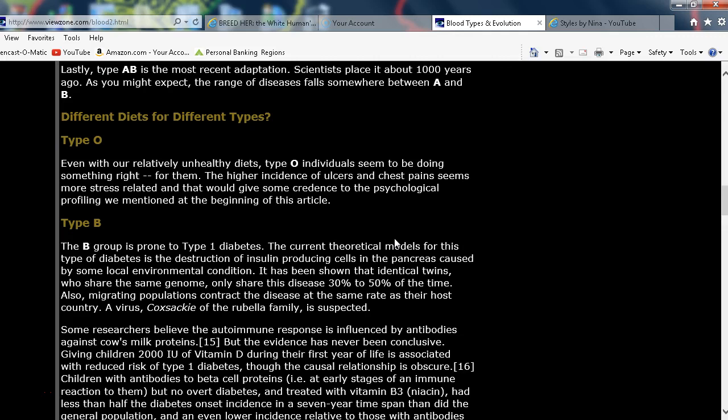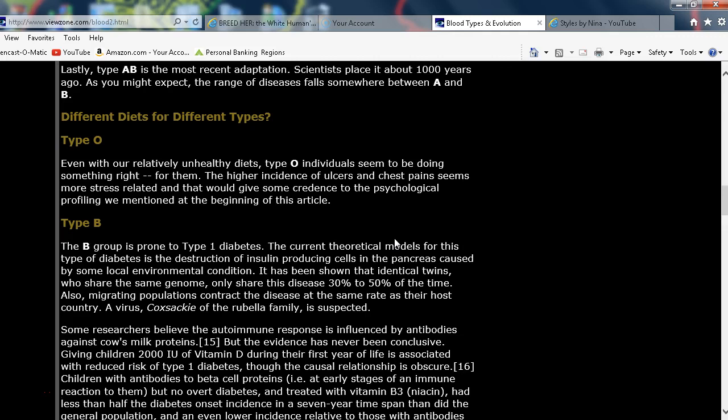And I'm gonna go back up in a minute because I don't remember reading it to y'all. The type B group is prone to type 1 diabetes. The current theoretical model for this type of diabetes is the destruction of insulin-producing cells in the pancreas caused by some local environmental condition.